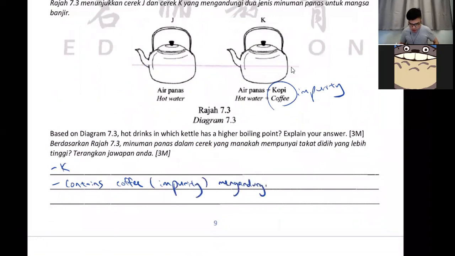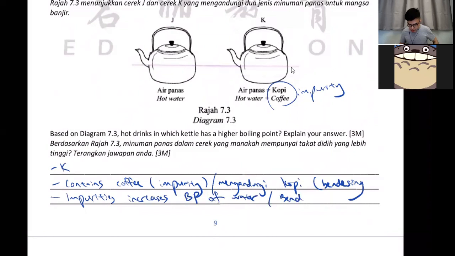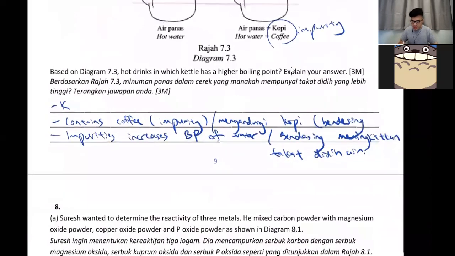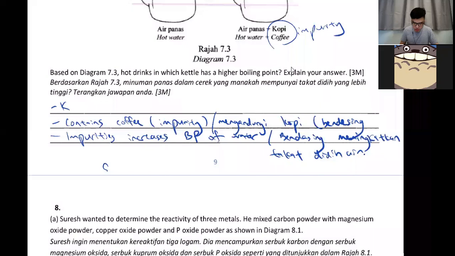Okay, mengandungi kopi yang merupakan benda asing. So, impurities increase the boiling point of water. Benda asing tingkatkan takat didih. That's why you put salt. So same thing. One more thing I want to tell. This is not in the question, but good to know. Salt will also decrease the melting point of ice.